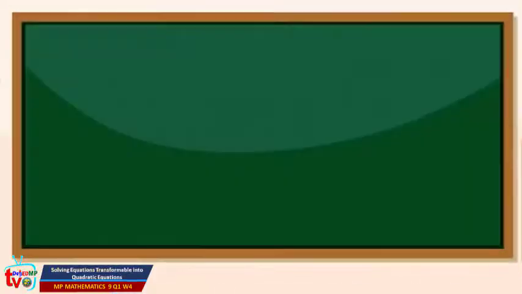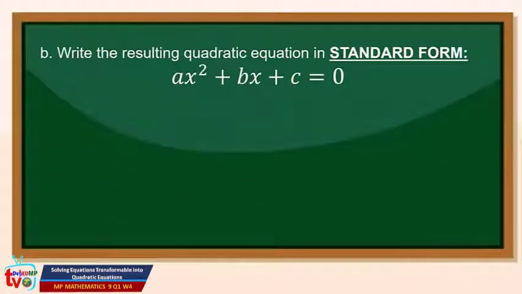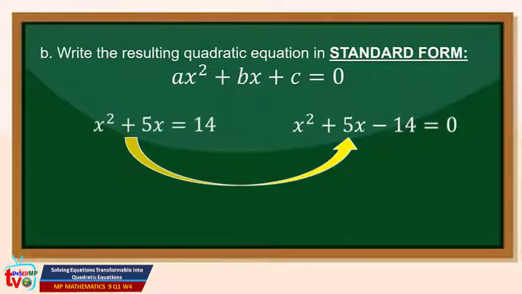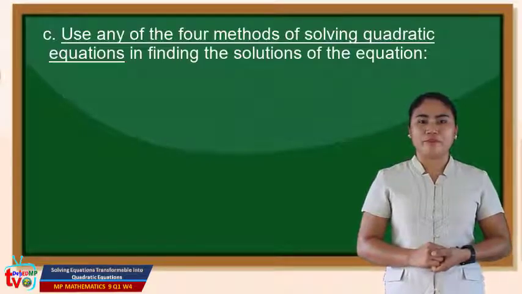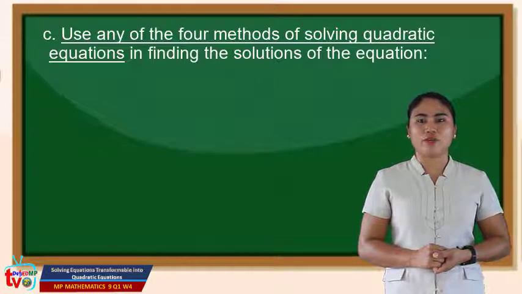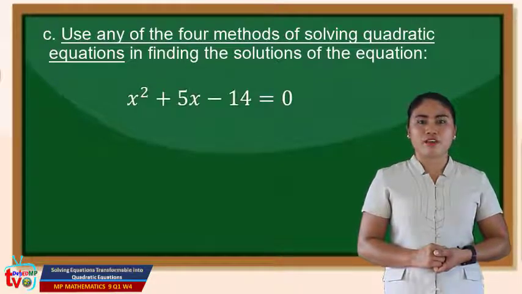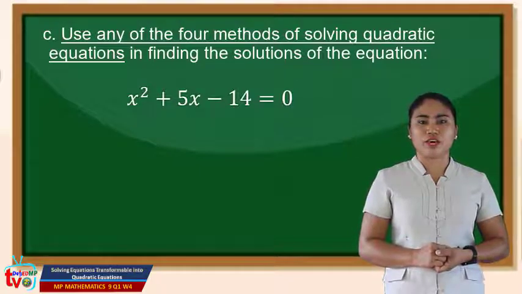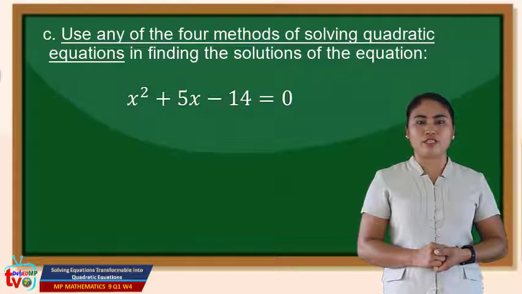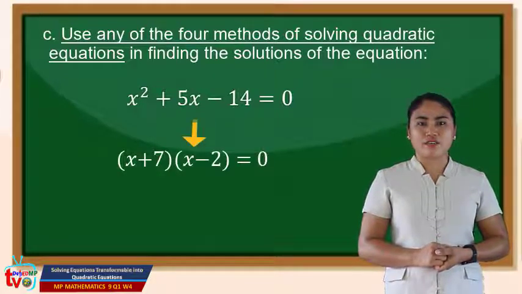Second step, write the resulting quadratic equation in standard form ax squared plus bx plus c equals 0. x squared plus 5x minus 14 equals 0. Third step, use any of the 4 methods of solving quadratic equations in finding the solutions of the equation x squared plus 5x minus 14 equals 0. If you decided to use factoring to solve x squared plus 5x minus 14 equals 0, then (x plus 7) times (x minus 2) equals 0.